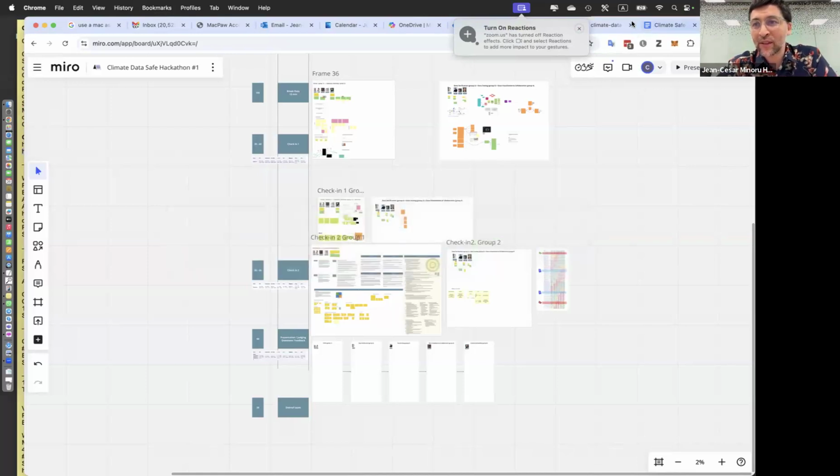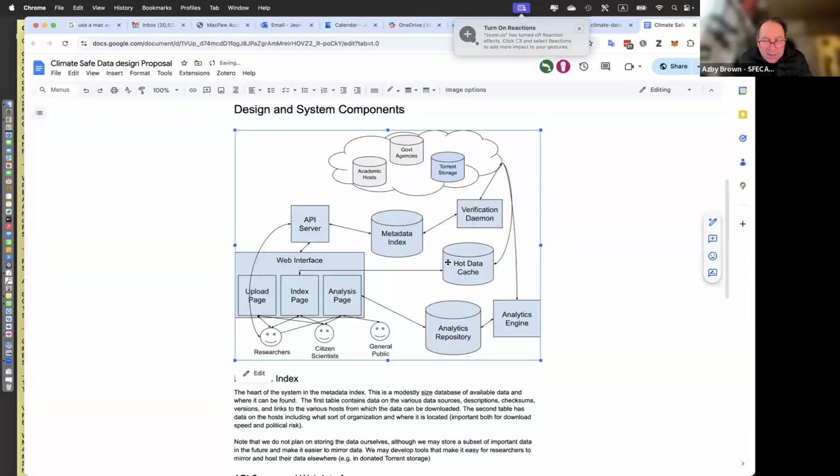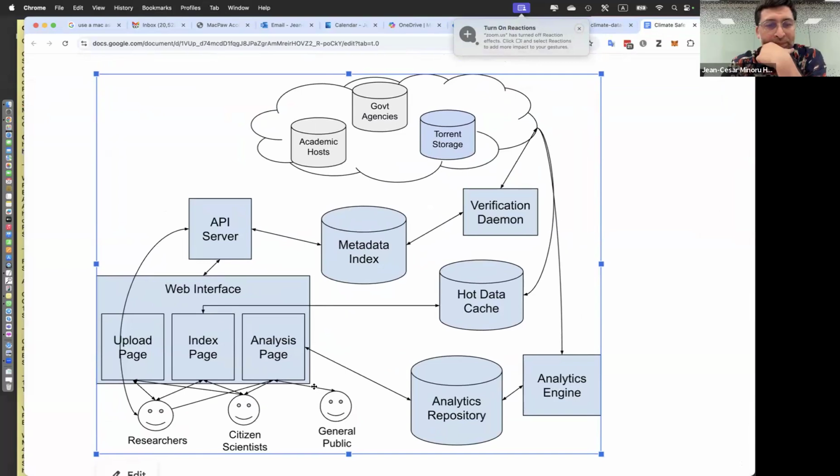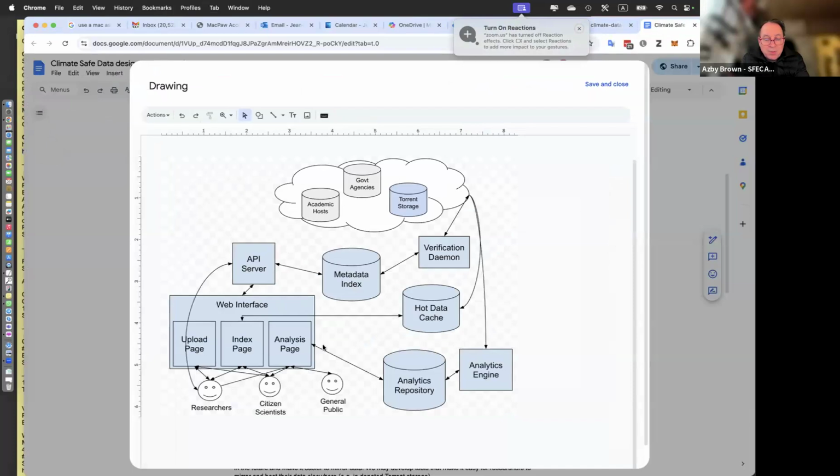I'm looking at the box diagram here. Yeah, let's look at this for a moment. The three smiley faces at the bottom: researchers, citizens, science, general public. This is good. This is some basic participant roles, certainly in terms of data input, right? Or is that data users? Maybe it's both. People who both input data and people who use data, right?